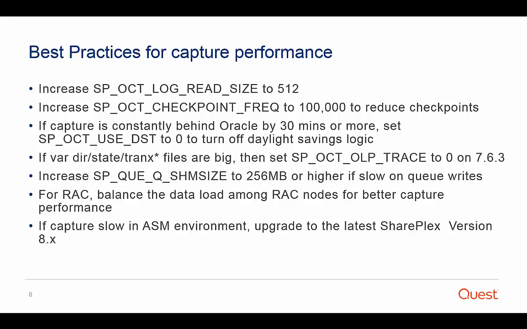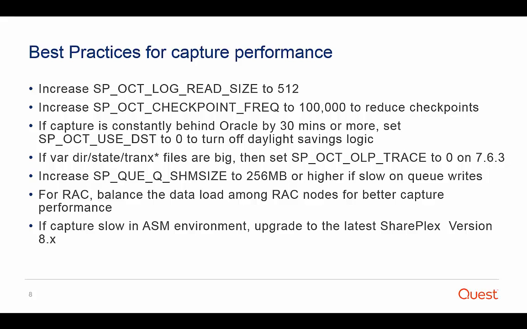Increase SPOCT log read size to 512. Increase the SPOCT checkpoint frequency to 100,000 to reduce the checkpoints. If capture is constantly behind Oracle by 30 minutes or more, set SPOCT use DST to 0 to turn off the daylight savings logic. If the server time is different from the redo time, you may need to set SPOCT use DST to 1 to turn on the daylight savings logic.